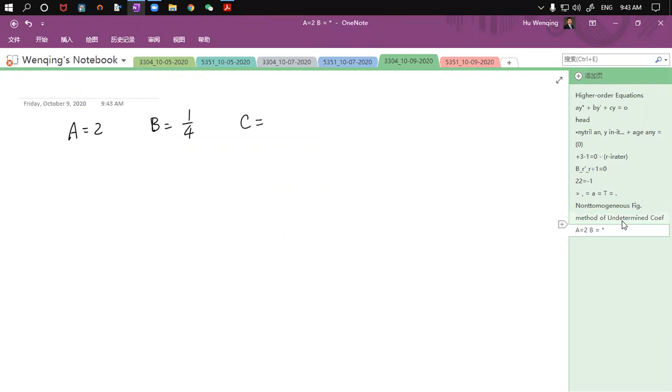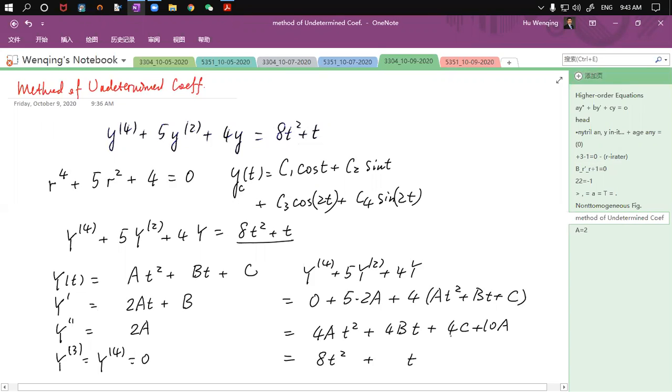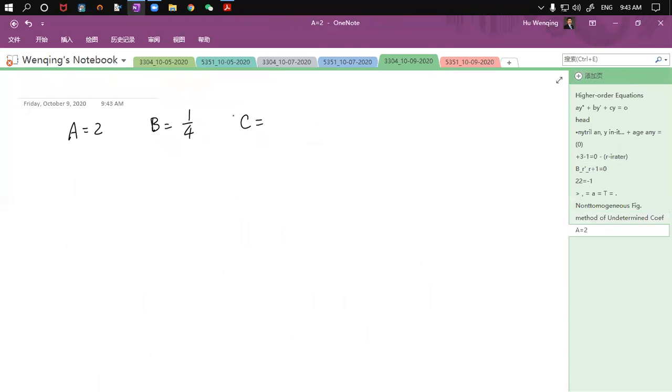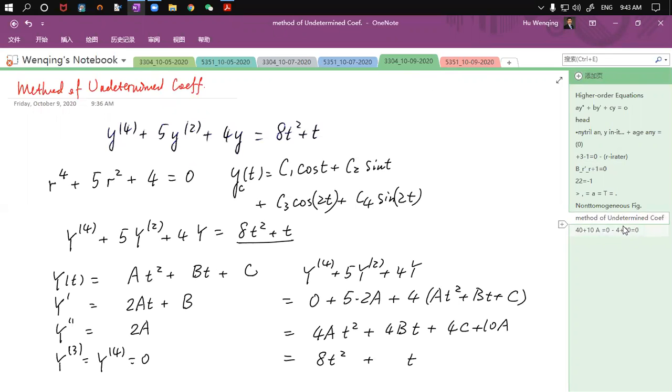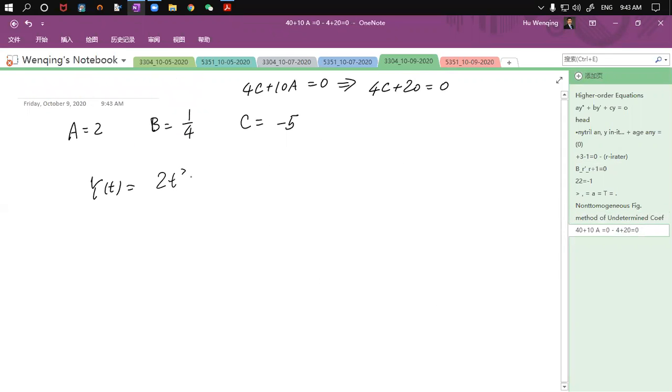And what about c? Well, 4c plus 10a is 0, which means 4c plus 20 is equal to 0, so c is equal to minus 5. As long as you have a, b, and c, you get the solution. Capital Y of t is equal to 2t squared plus 1/4 of t minus 5. And that's going to be the particular solution.